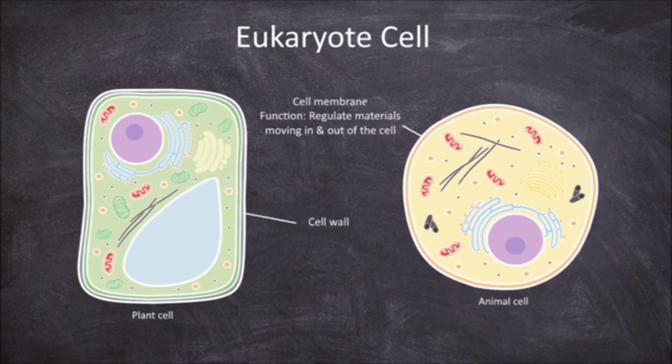The cell wall in plants is a rigid layer lining the outside of the cell that is composed of cellulose, which is a structural polysaccharide. The function of the cell wall is to provide protection to the cell. It also maintains the structure and shape of the cell.